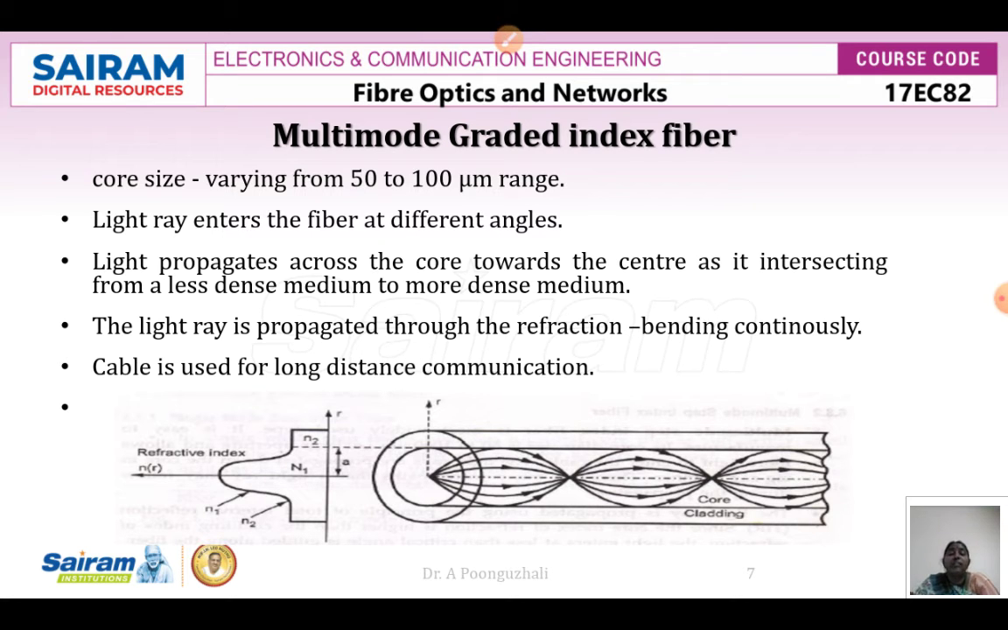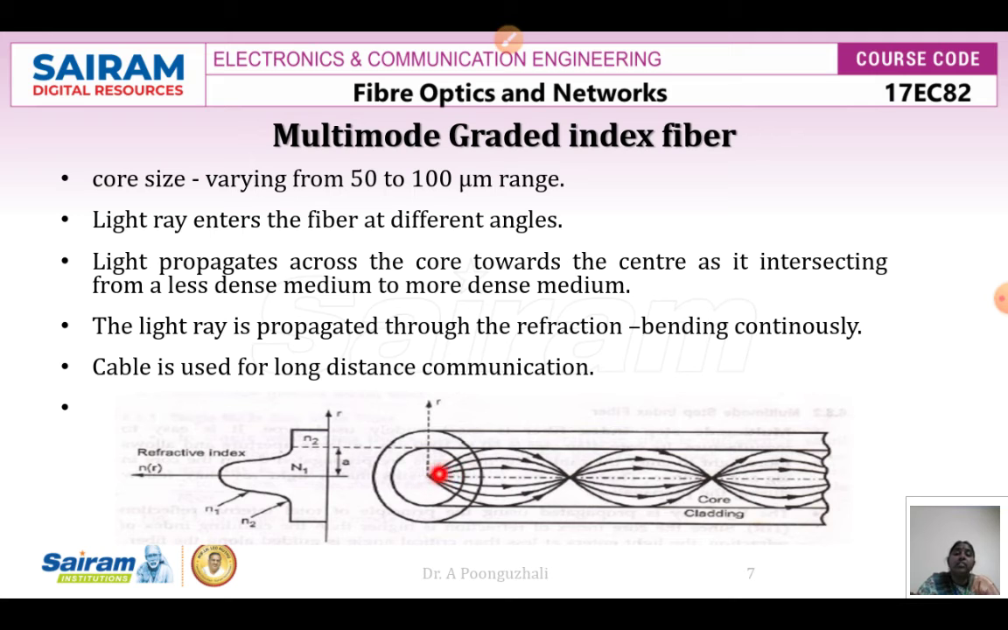So here we have a variation in the refractive index from the center of the core to the edge of the core. With the various different refractive indices, the light propagates at different angles. That means it moves from a more dense medium to a less dense medium. So in this case, it follows the process of refraction, and there is a bending of the waves at the core cladding interface.